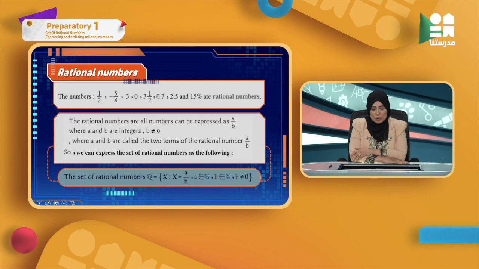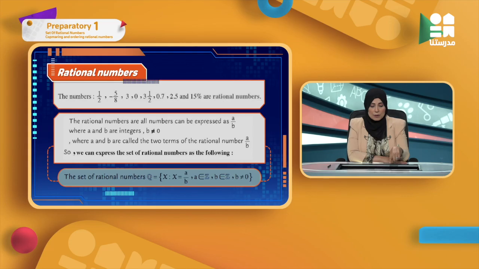The set of rational numbers is Q, and Q equals {X, where X equals A over B, when A belongs to Z, B belongs to Z, and B is not equal to 0}. That's all about the definition of rational numbers. Then let's move. Here we have some exercises for the rational numbers.